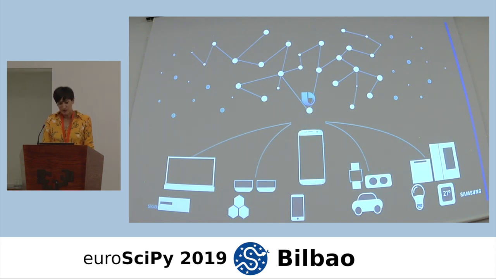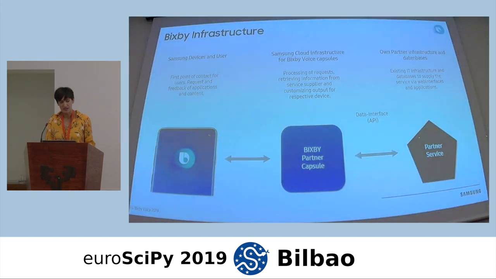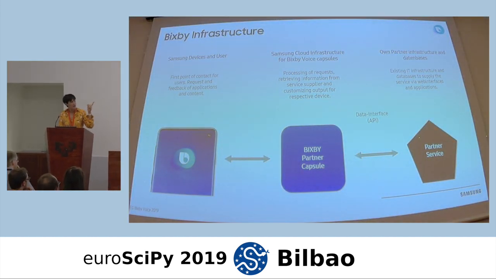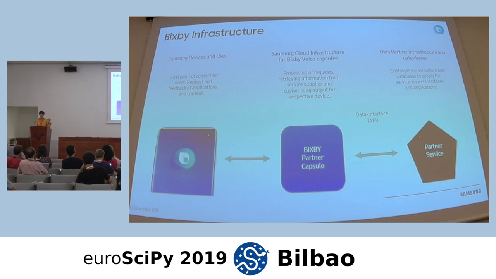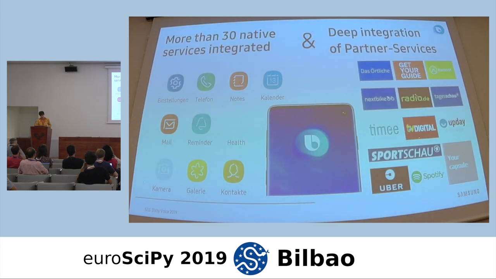In order to build each and every one of the capsules, we just need a client for the different devices, a Bixby capsule, which actually does the language processing, and then an API to a third party from which we extract the information, because Bixby belongs to Samsung, but we don't have all the information in the world. We need third parties to supply us with information of every kind. Currently, we have more than 30 native services already integrated, things like camera or phone that you can access by voice on your mobile phone. But we also have third-party capsules that we are integrating non-stop into the system.